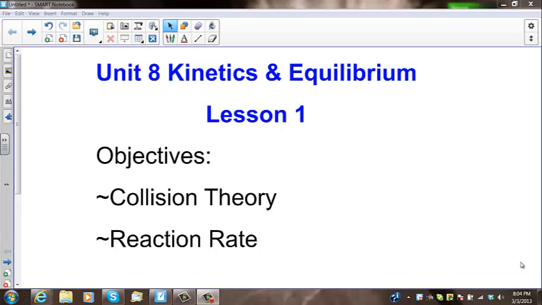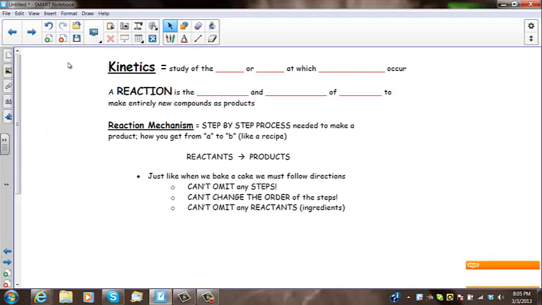Okay, this is Unit 8, Kinetics and Equilibrium, Lesson 1. In today's lesson, we're going to talk about collision theory and factors that affect the rate of reaction. Kinetics is the study of the rate or speed at which reactions occur.